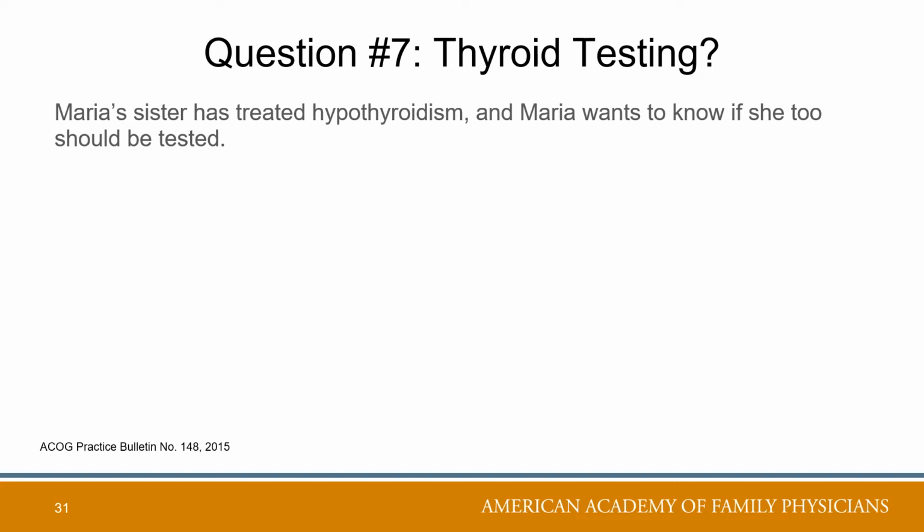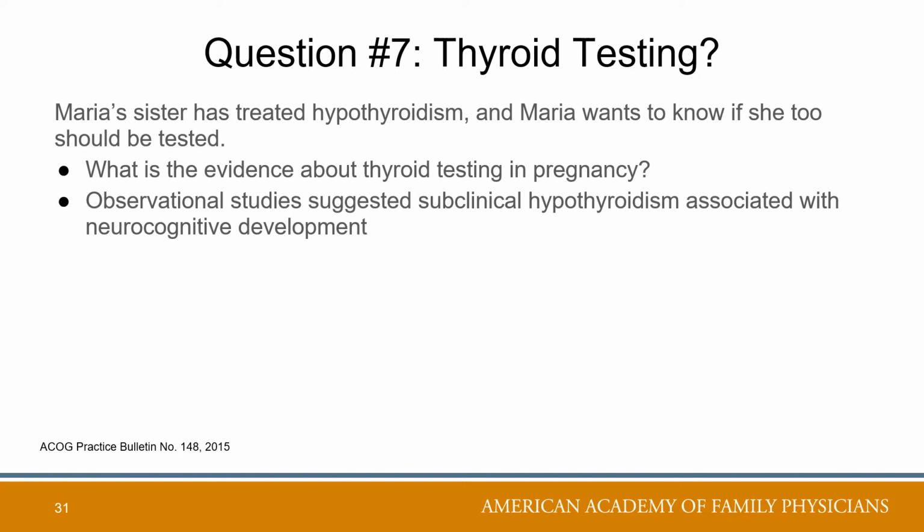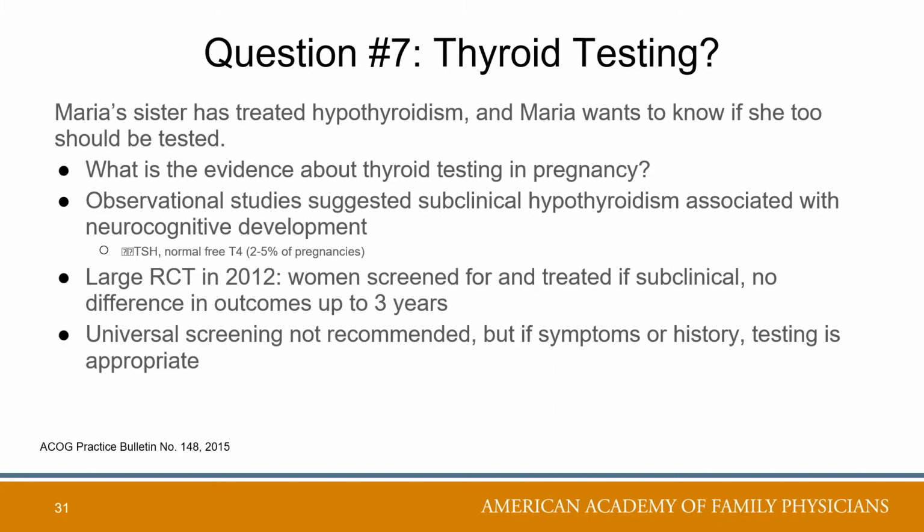So we're going to talk about Maria. Remember her? She had a sister with treated hypothyroidism. Maria wants to know if she should be tested too. There are some observational studies suggesting subclinical hypothyroidism is associated with neurocognitive development issues. Universal screening is really not recommended at this point, but if symptoms or history do warrant doing so, testing is appropriate.